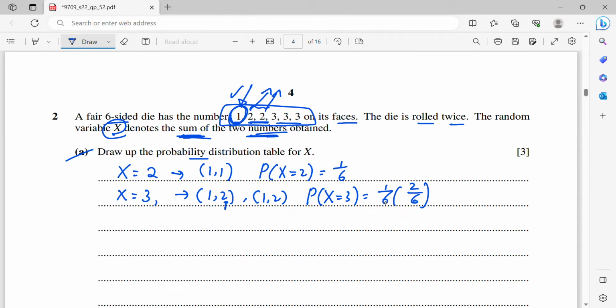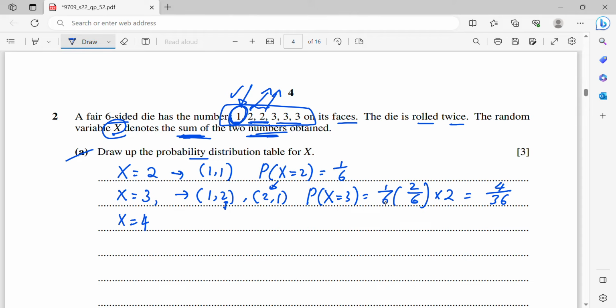Right? And then now, 1, 2 and 2, 1 will be giving you the sum of 3. So the probability of getting 2, 1 will be same as 1, 2. It's just the sequence is different. Means that now I will just times 2. Okay, so from here you will get 4 over 36. Right? So then the next is x equals 4.